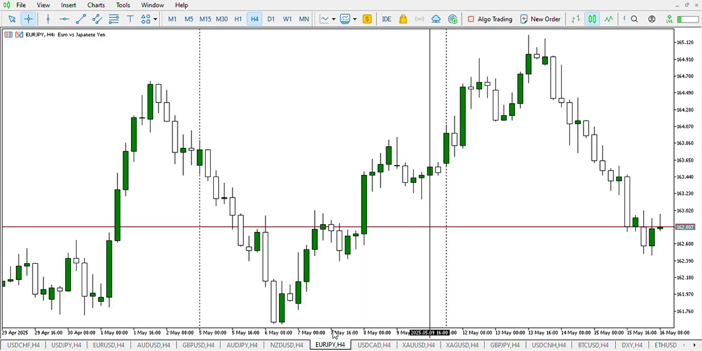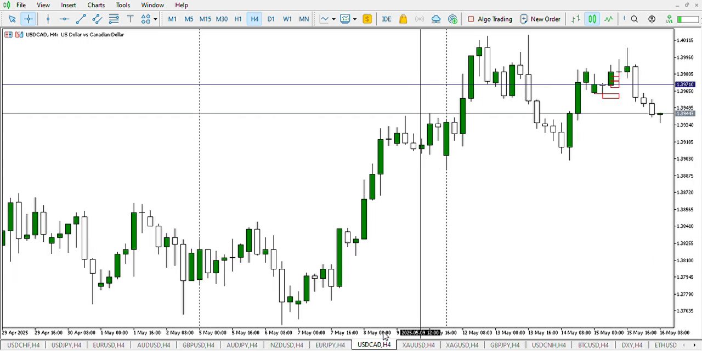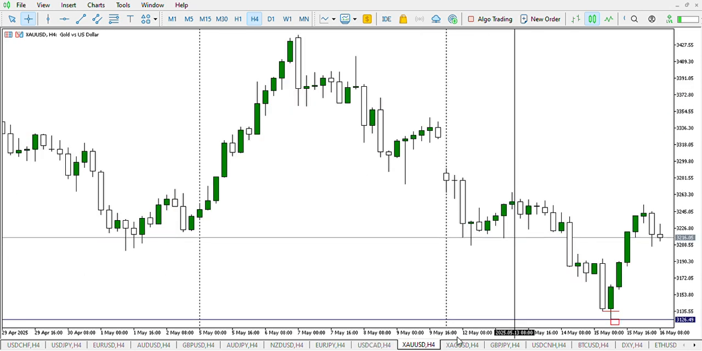On Euro JPY, we expect the high of the day to be broken by this present candle and the low of the day to be preserved. However, if the low of the day is not preserved, then we invalidate this pair. On USD CAD, we expect this present candle to close as a bullish candle and break the high of the day. On gold, we expect a bullish candle that raises the low of the day and breaks the high of the day.